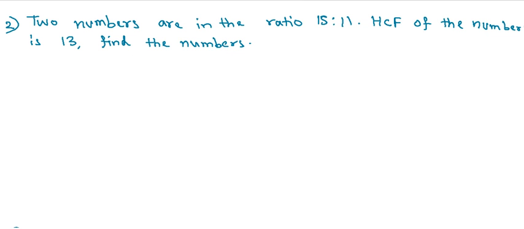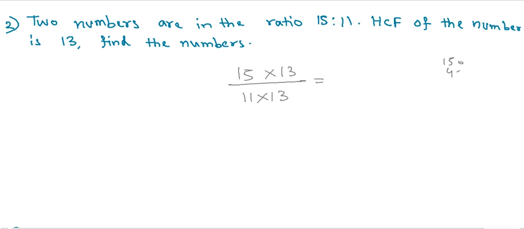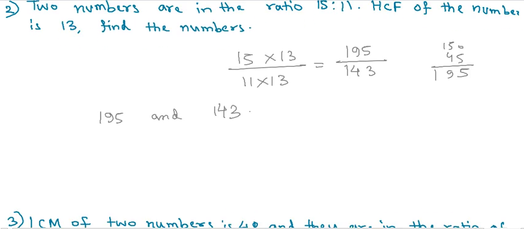So what we can do is to find out the numbers, we can just multiply 15 into the HCF. So multiply this 15 with 13 and 11 with 13 to get the result. So we have here 150 plus 45, 195 and 143. So the numbers are 195 and 143. Now let's move on to the next problem.